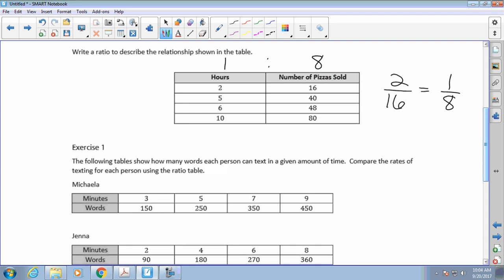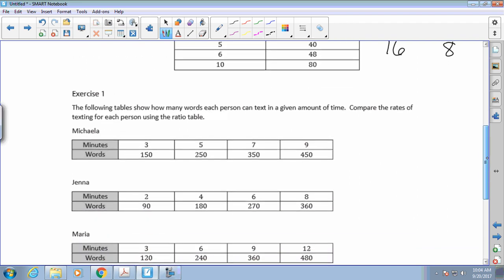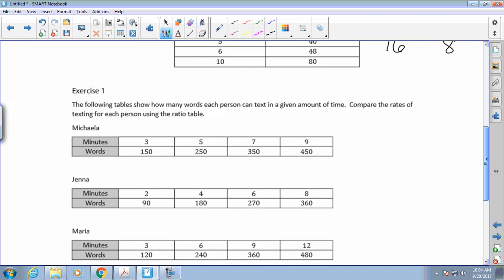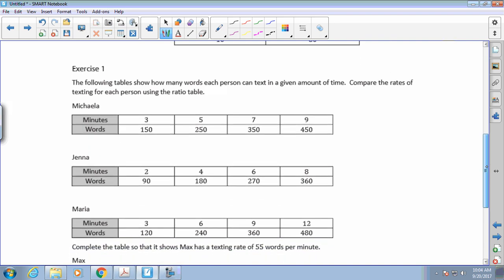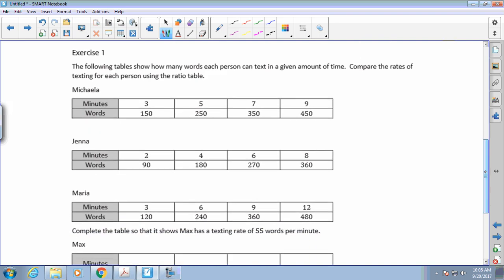All right, any questions? All right, we are going to now move on to the following example in exercise 1, where we have people texting absurd amounts, okay? It says the following tables show how many words each person can text in a given amount of time. Compare the rates of texting for each person using the ratio table. So they give us a bunch of numbers here for Michaela, Jenna, Maria, and we're going to complete the table for Max in a bit.